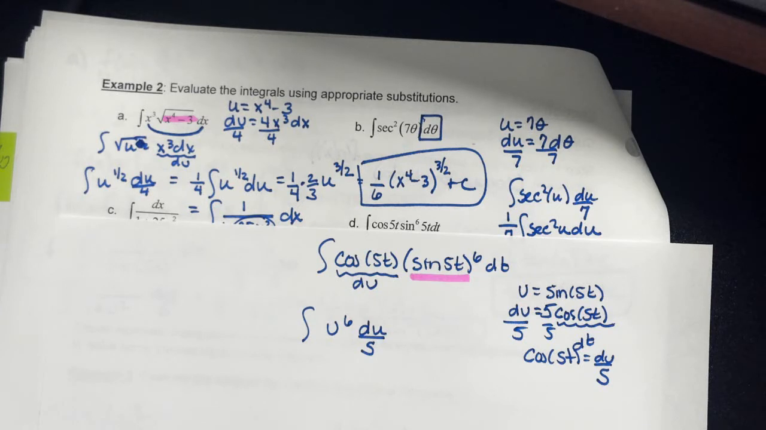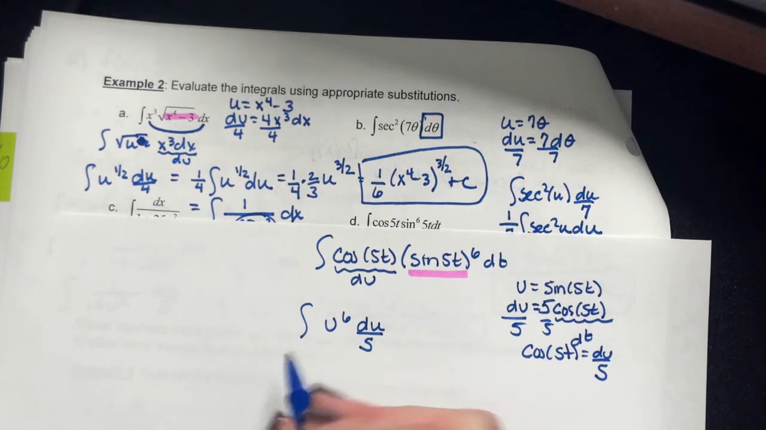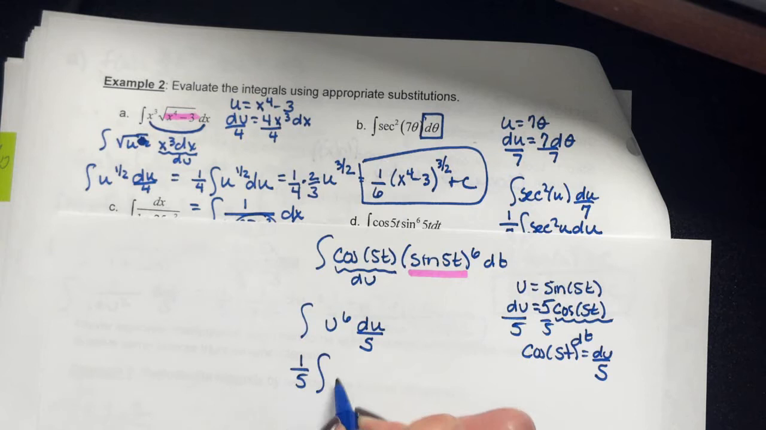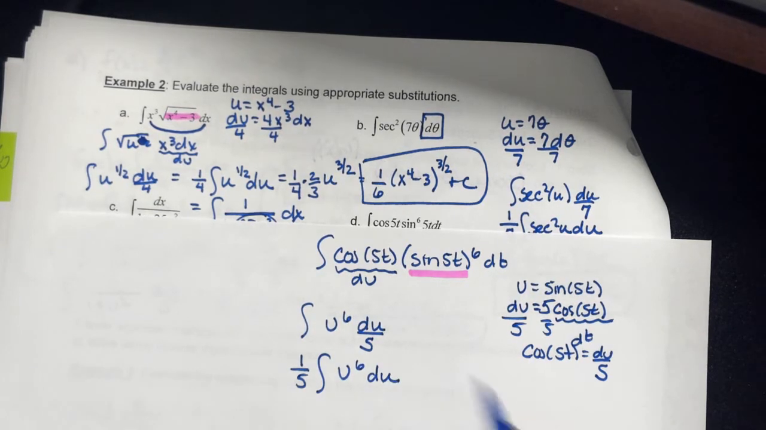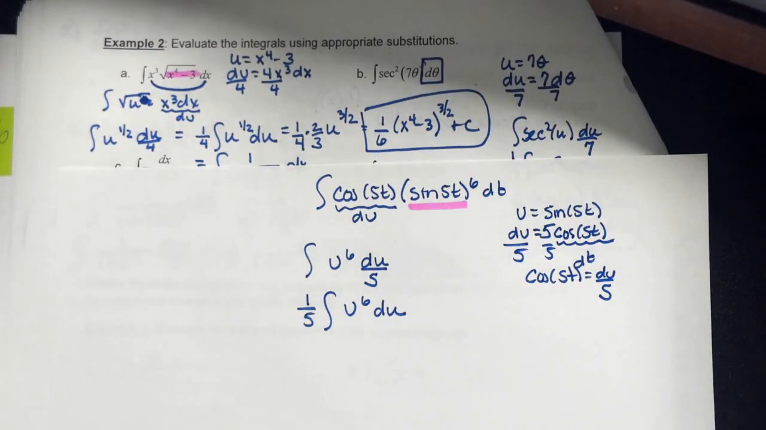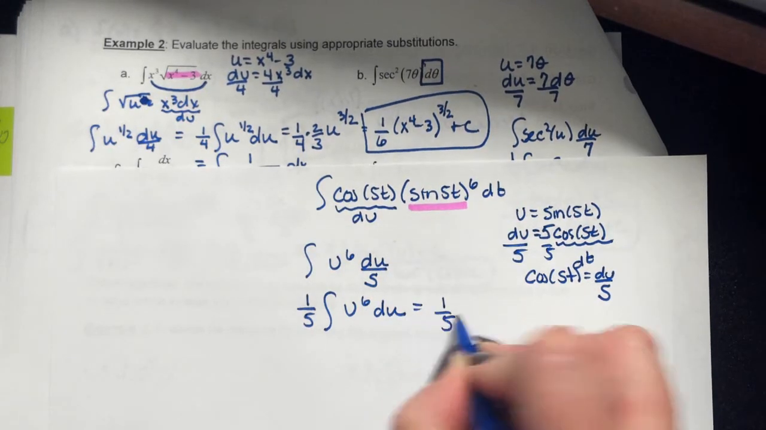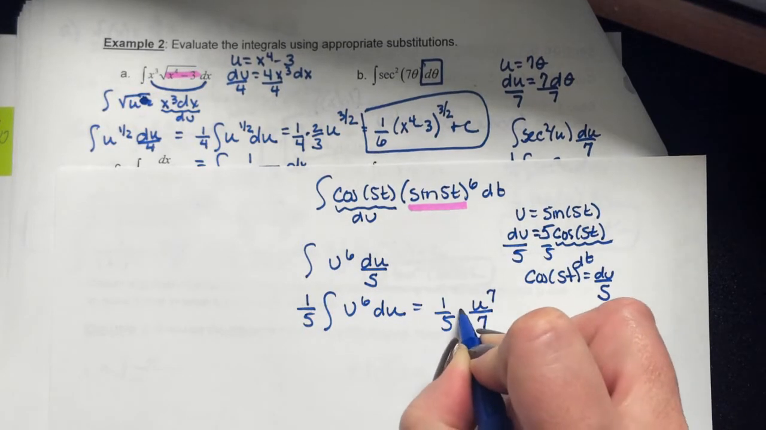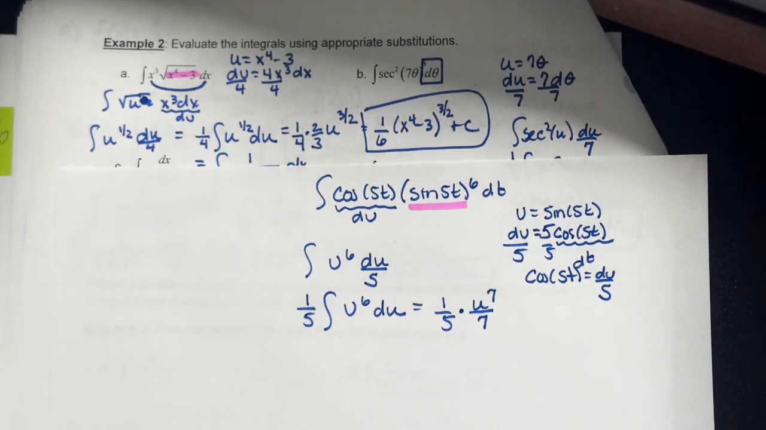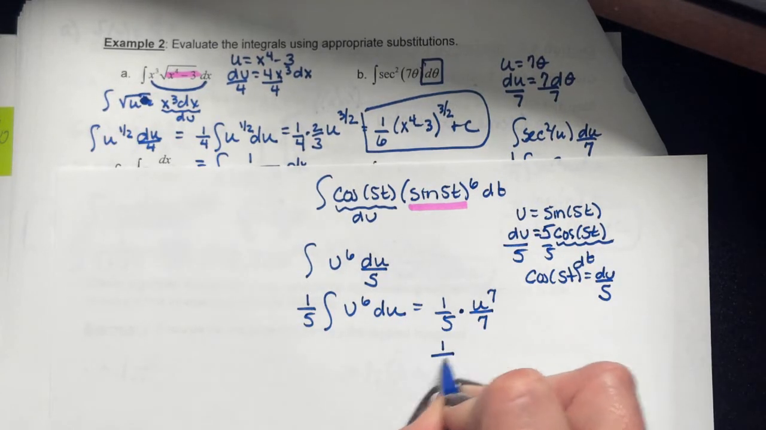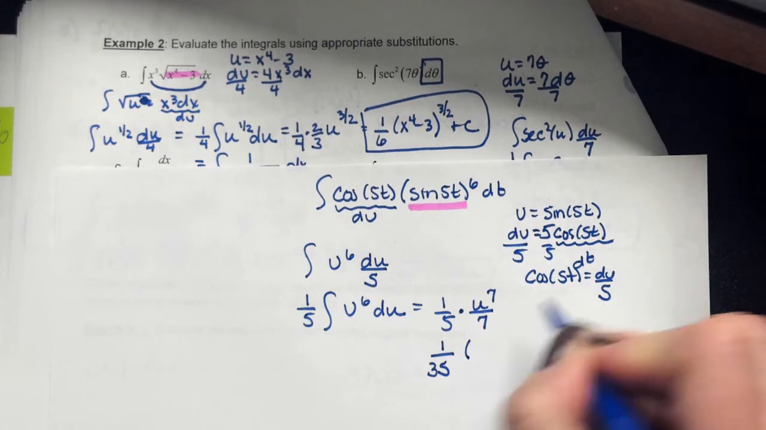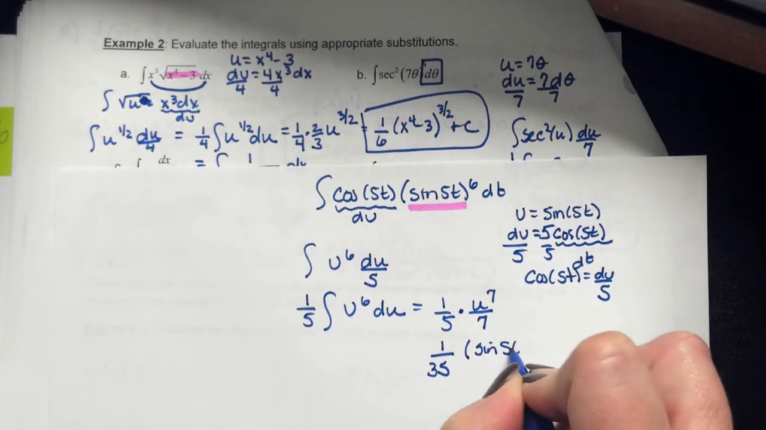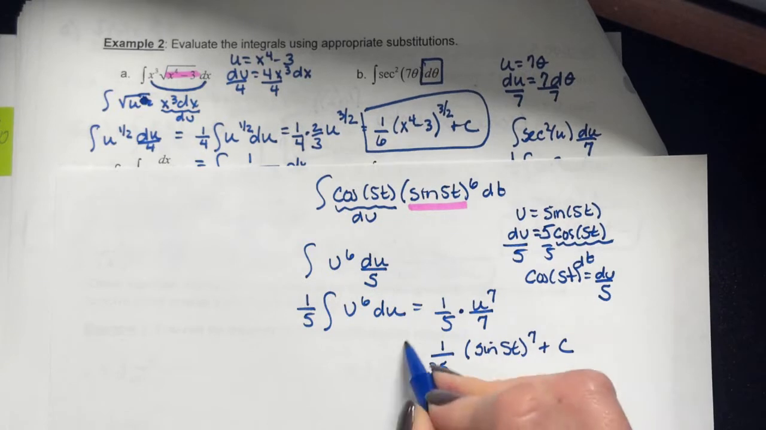So now what constant can I yank out of this integral? I can yank out a 1/5. So I have 1/5 times your integral of u to the 6th du. Now I integrate u to the 6th, that's going to give me a u to the 7 over 7. So 1/5 times u to the 7 over 7 is going to give me 1 over 35. Again, my u is that sine of 5t, so sine of 5t to the 7th power, and don't forget to add your c.